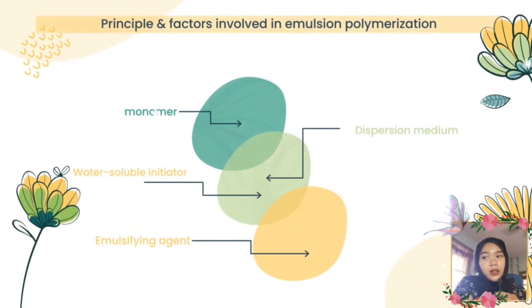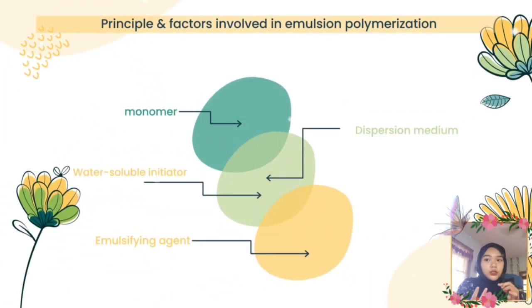Next are the principle and factors involved in emulsion polymerization. Number 1 is monomer. Number 2 is solvent and initiator. Number 3 is emulsifying agent. And lastly is dispersion medium.